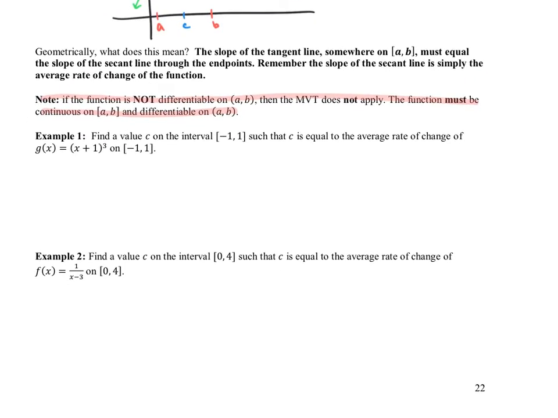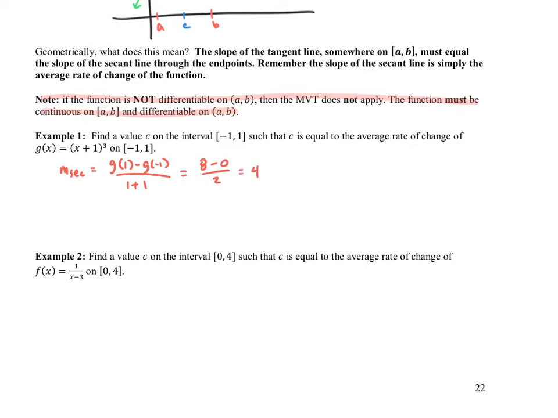We're going to look at this cubic function g of x, on the interval from -1 to 1. We're looking for a value c such that the average rate of change of g of x is equal to the instantaneous rate of change at c. First, we find the average rate of change, or the slope of the secant line, which is f of 1 minus f of -1 divided by 1 minus -1. We get f of 1, which is 8, minus f of -1, which is 0, over 2. So we end up getting 4 for the average rate of change.